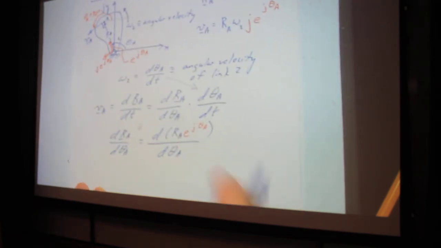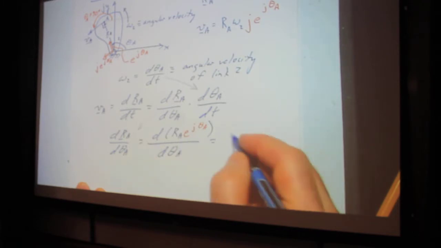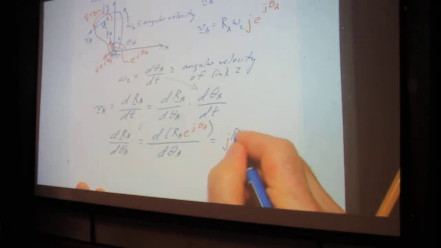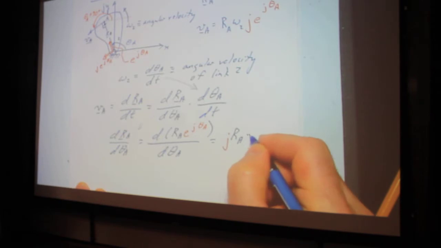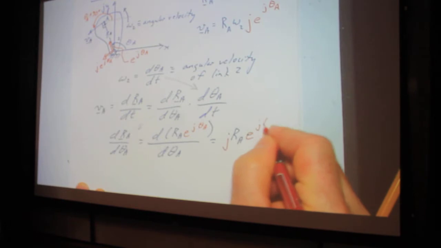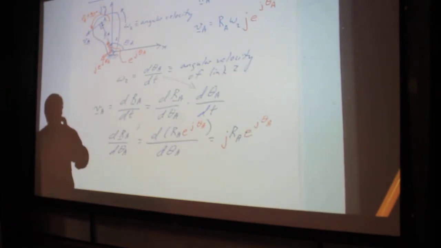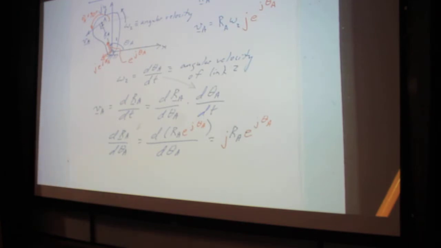So if I look at this here, all I have to do is drop the j down in front of it. So this is the j, drop that down, RA, and that's times e to the j theta A. So that's why earlier when we did that Euler notation with these e to the j things, that's the reason why we did that a couple of weeks ago.